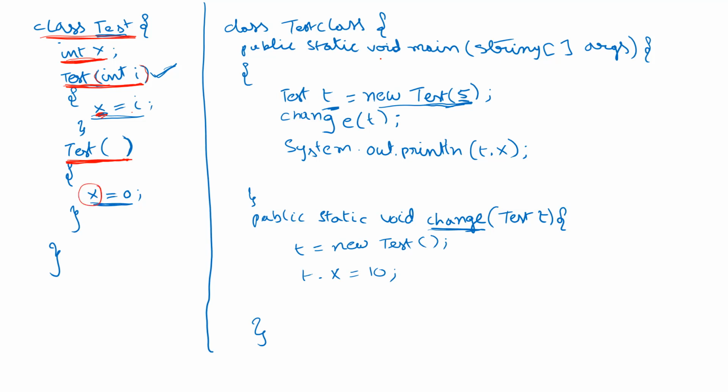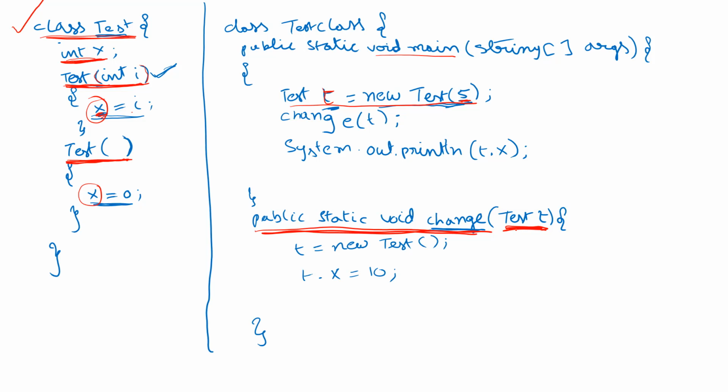And in the second class, in the main method, I am creating an object with a parameter for the first class that we have created here. I am passing a value of 5. So this 5 value, the argument constructor will be called here, and this 5 value will be assigned to x. So now for the object t, the instance variable x will have a value of 5. I have declared another method which is change, and I am passing an object to this method.